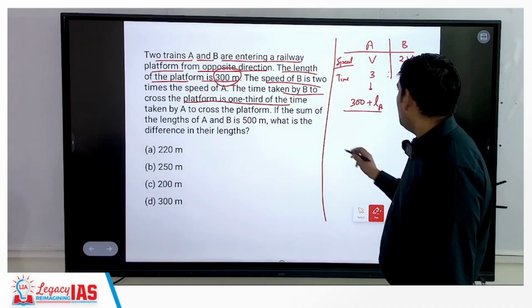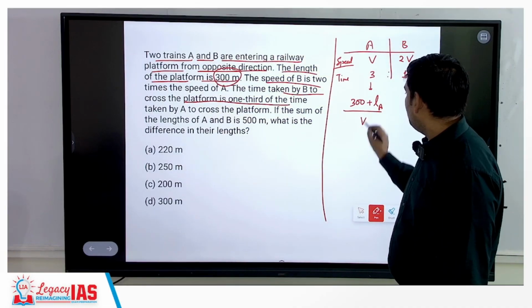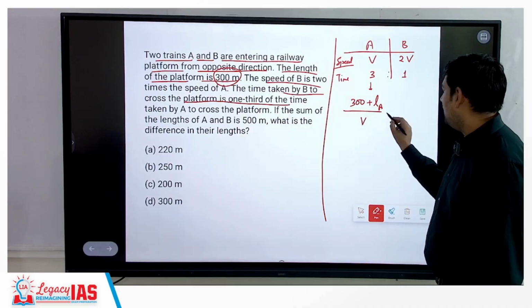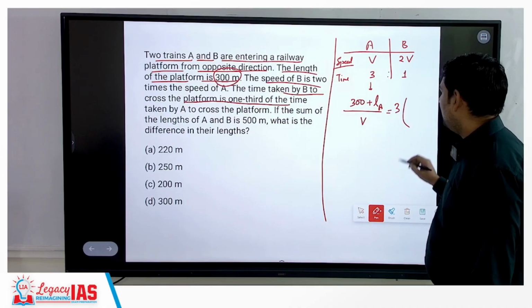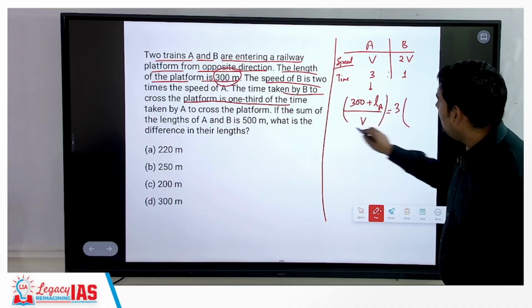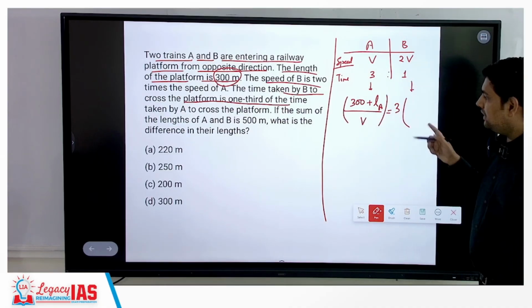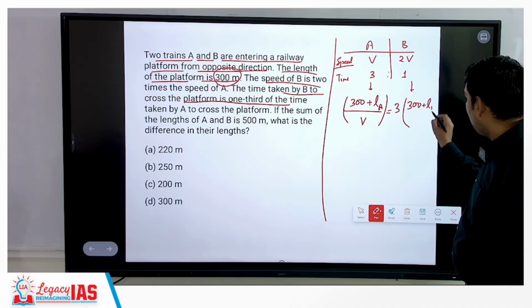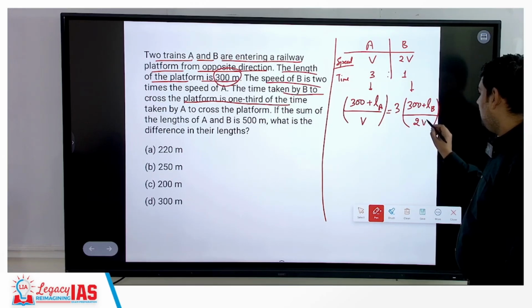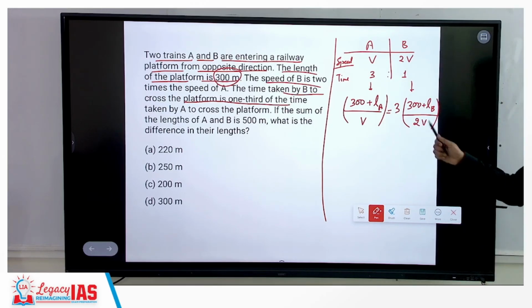Then what is the speed of A? V. Now this is actually 3 times whatever time is being taken by B. B is taking how much time? Again, length of platform plus length of B upon 2V. Correct? Because the speed of B is 2V.